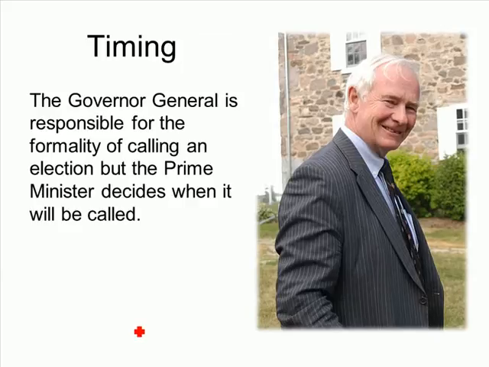And first of all, before we even look into the timing, we have to look at the fact that the Governor General is the person responsible for the formality of calling an election. Which means they make the official statement, they dissolve the House, they make sure that everything is done appropriately. That's the Governor General's job. However, it is the Prime Minister who decides when an election should be called. It's the Prime Minister who goes to the Governor General's house and informs the Governor General that it is time to call an election.